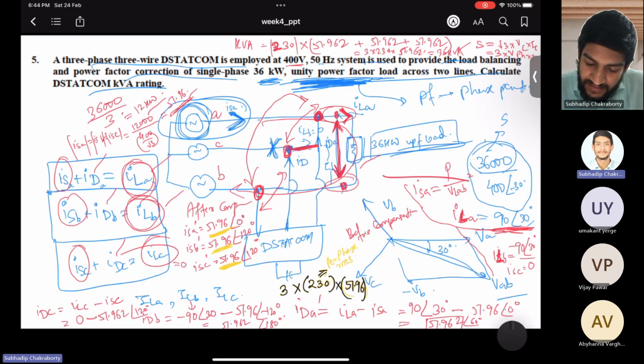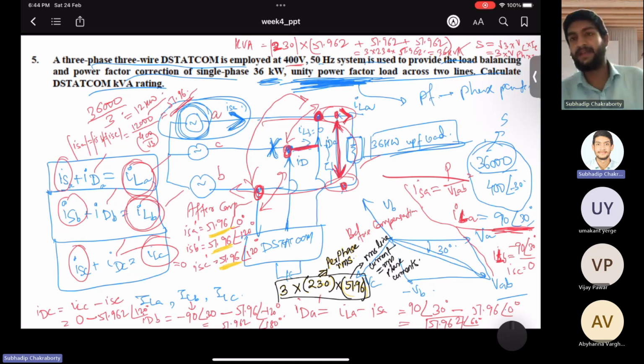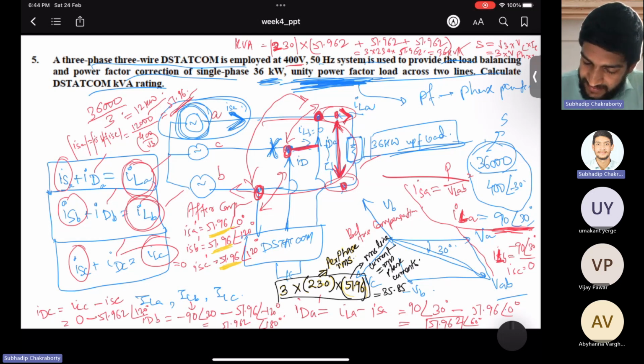Someone was having doubt in the RMS and peak. So when we do such per phase calculations, it is per phase RMS. And this is the RMS line current, which for star connected systems is nothing but the RMS phase current. So you can get the 3 phase power. Just see how it is: 35.85. So if you calculate, you will get 35.85, near about 36 kVA.